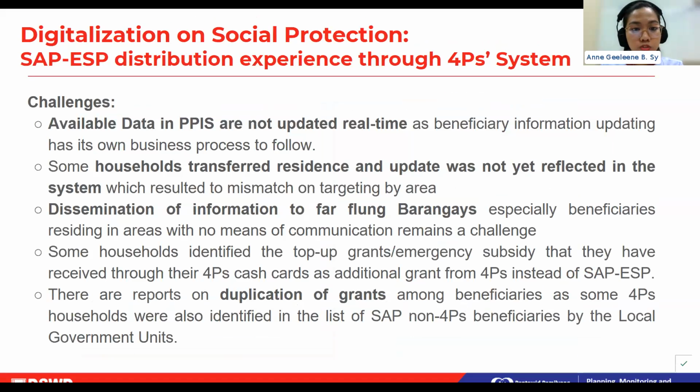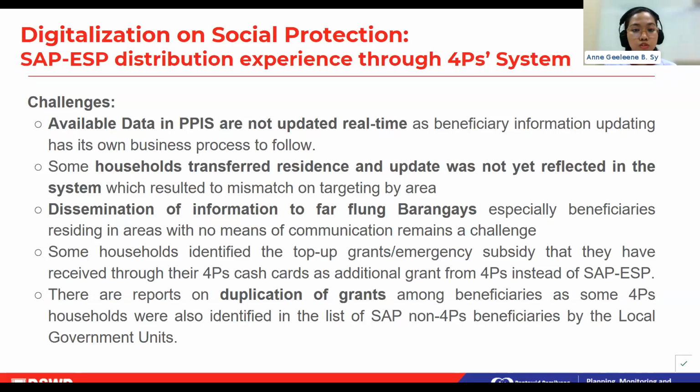So although our strategy worked, there were still challenges encountered. So first is that the available data in the Pantawid Pamilya Information System is not updated in real time, as there is an existing business process for updating. So submission of updates among beneficiaries has to be validated and approved at the regional level before it will be reflected in the information system itself.